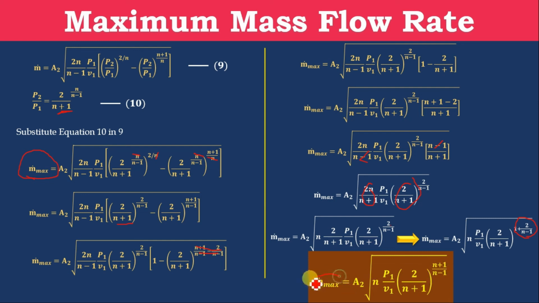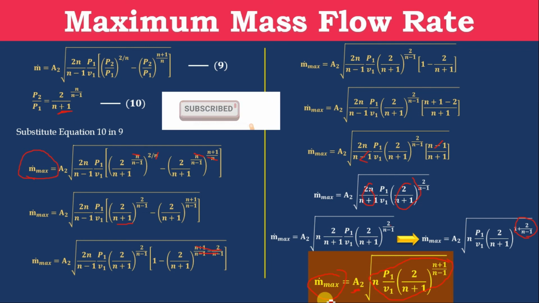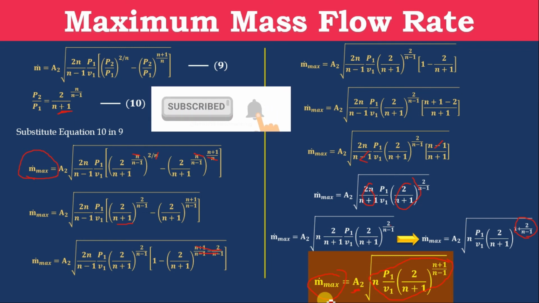So here the maximum mass flow rate per unit area depends only on inlet condition. So if you know the inlet conditions, you can find out the maximum mass flow rate per unit area for a given nozzle. According to that, we can design the nozzle. If mass flow rate is maximum, then choking takes place inside the nozzle. Now we will find out the maximum velocity.